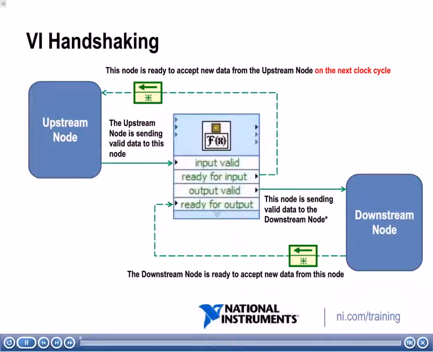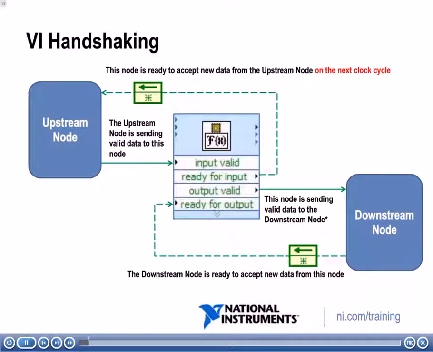In the previous section, we described the effect of VI execution modes, throughput, and latency on FPGA math and analysis VIs. By the end of this module, you will be able to use the 4-wire handshaking protocol when using multi-cycle FPGA math and analysis VIs.